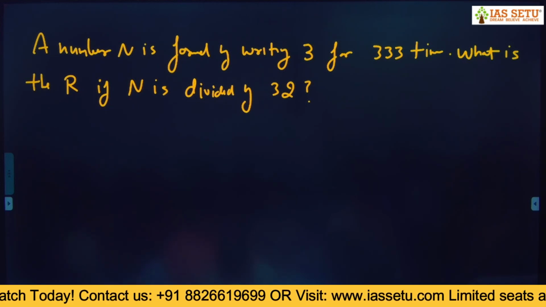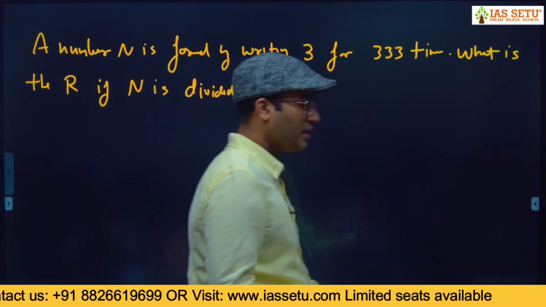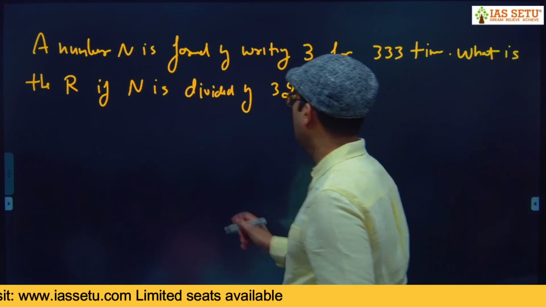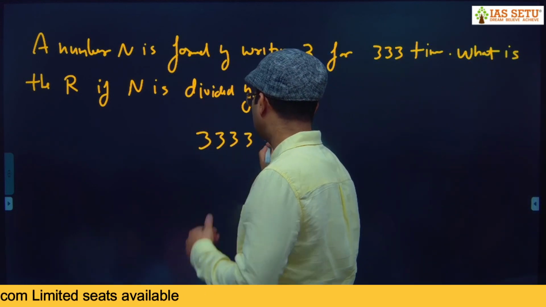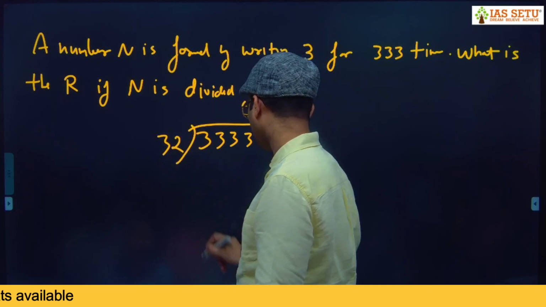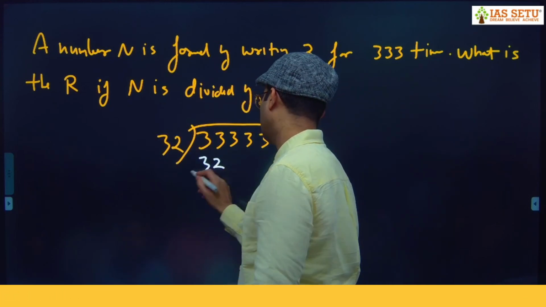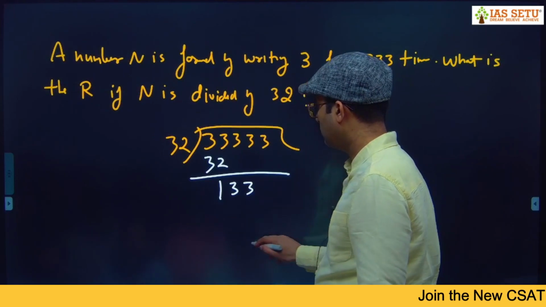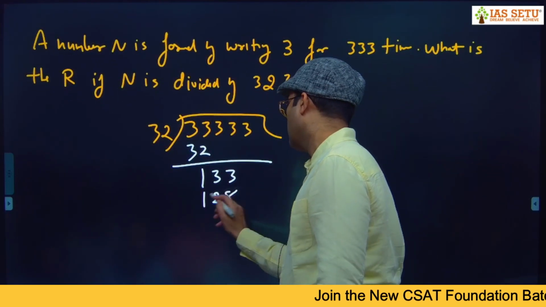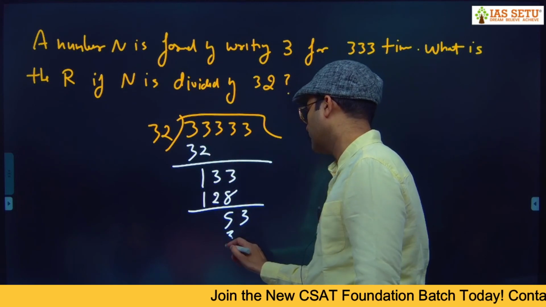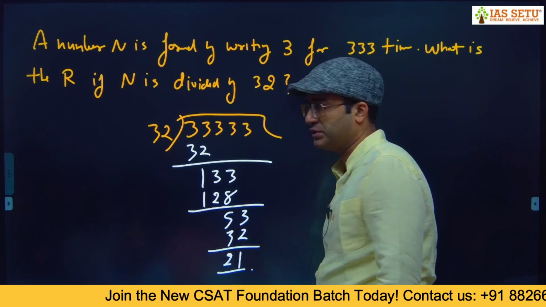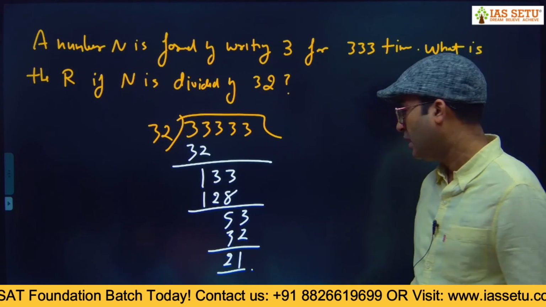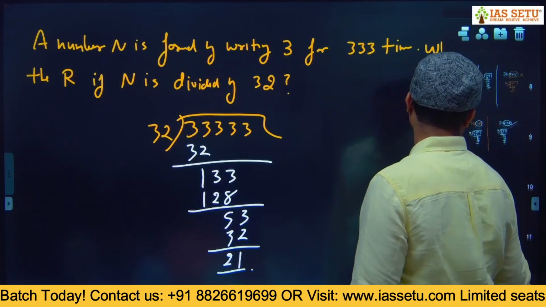Done. What is your answer? What is coming? 21. So it is 3 3 3 3 3 divided by 32. Now here 32 times 1 is 32, 32 times 4 is 128. So 5 and 3. So it is 21 is your remainder. Is this okay? If I ask 64, 32, 6? Concept clear? Next category is divisibility of 3 and 9.